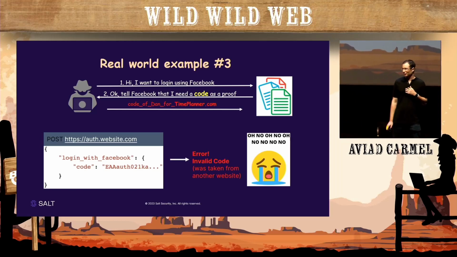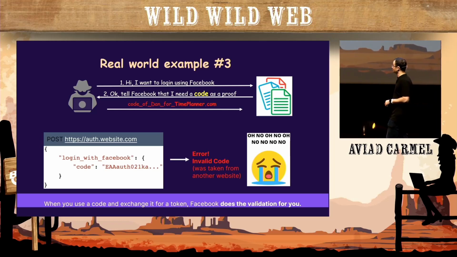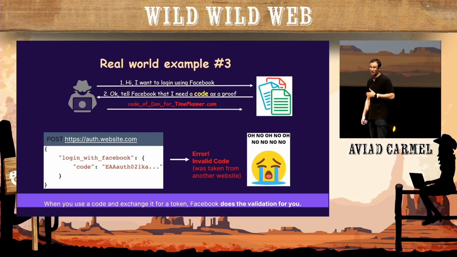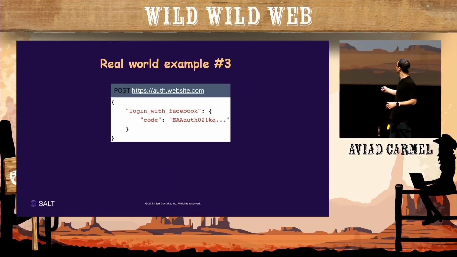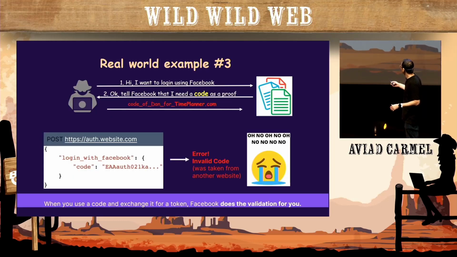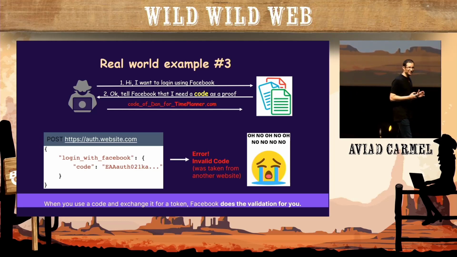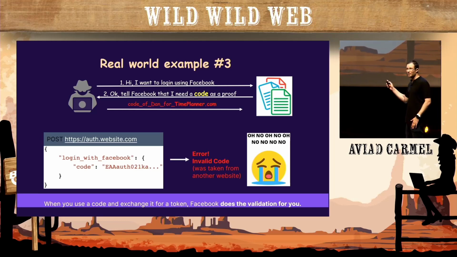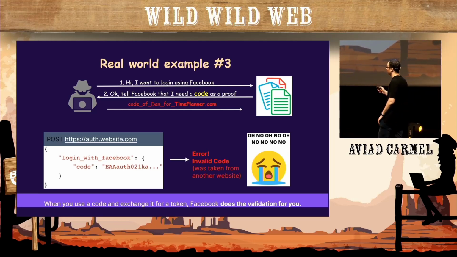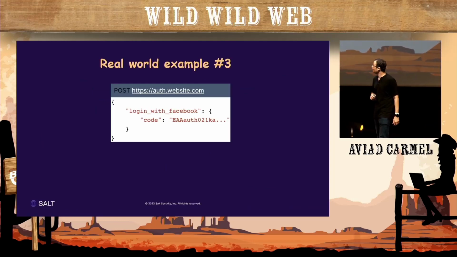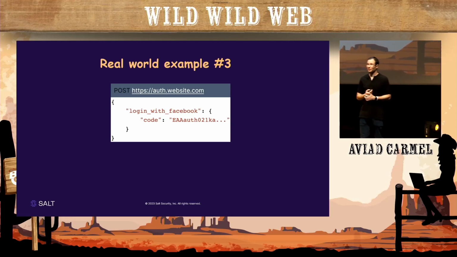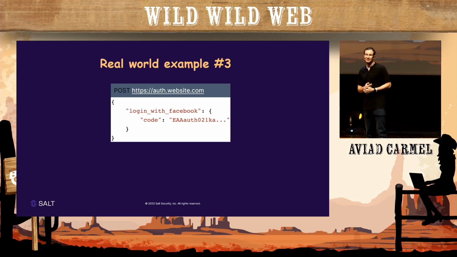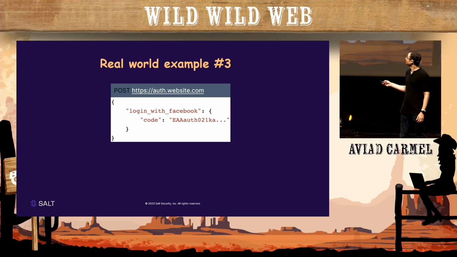So I read the documentation of Facebook, and Facebook says that when you use code to exchange it for a token, Facebook does the validation for you. So code is really more secure compared to token. Now, I really want to take over accounts on this website. I really want. So I don't want to give up. Can you see something strange? Can you see what I see? What?